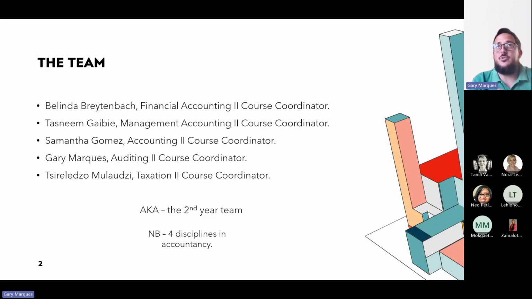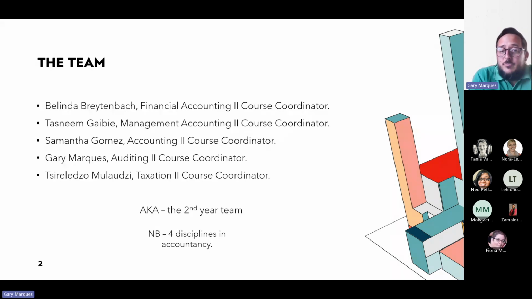Just to firstly introduce everybody that's involved in this project. It's not just me, there's a team. It's Belinda Breitenbach, who is in the School of Accountancy, much like me, and is the course coordinator for Financial Accounting 2. Tasneem, who is Management Accounting 2. Sam Gomez, who is Accounting 2. Myself, who is Auditing 2. And Siri, who is Tax 2. We're known as the second year team, if you will.